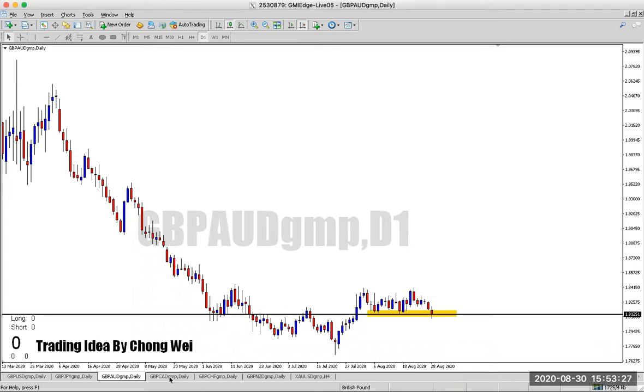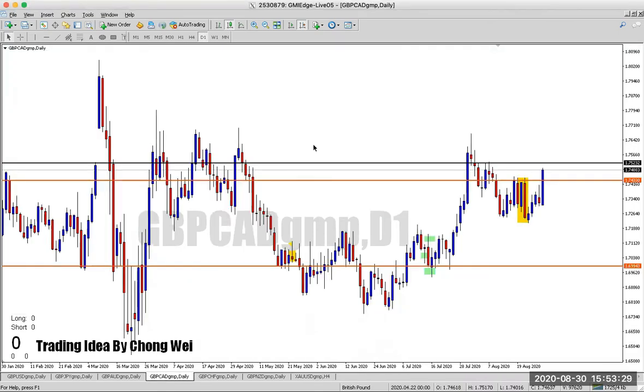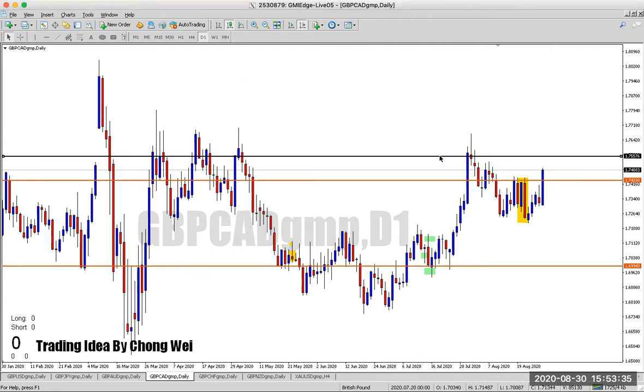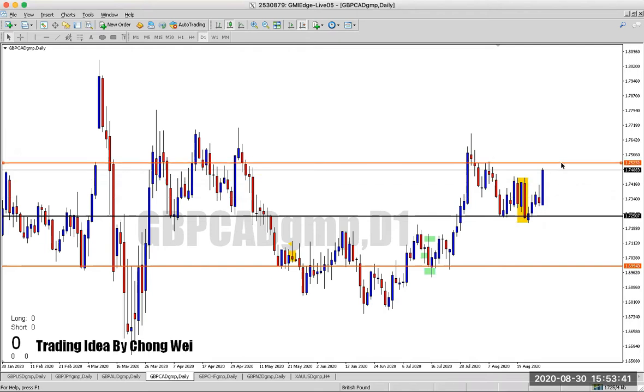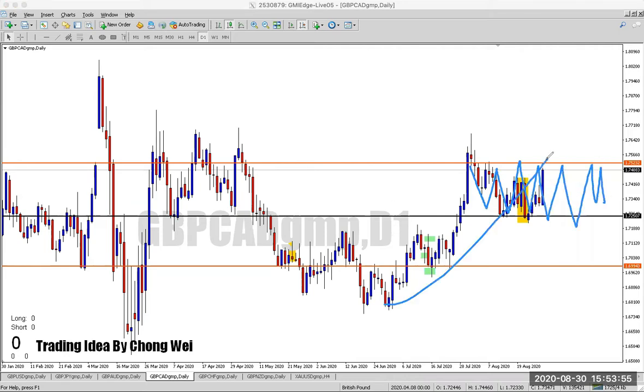And then another one, this is GBPCAD. This is the lower range and this is the upper range. We can see overall it is a range market. I'm expecting this to happen, but overall it is an uptrend.